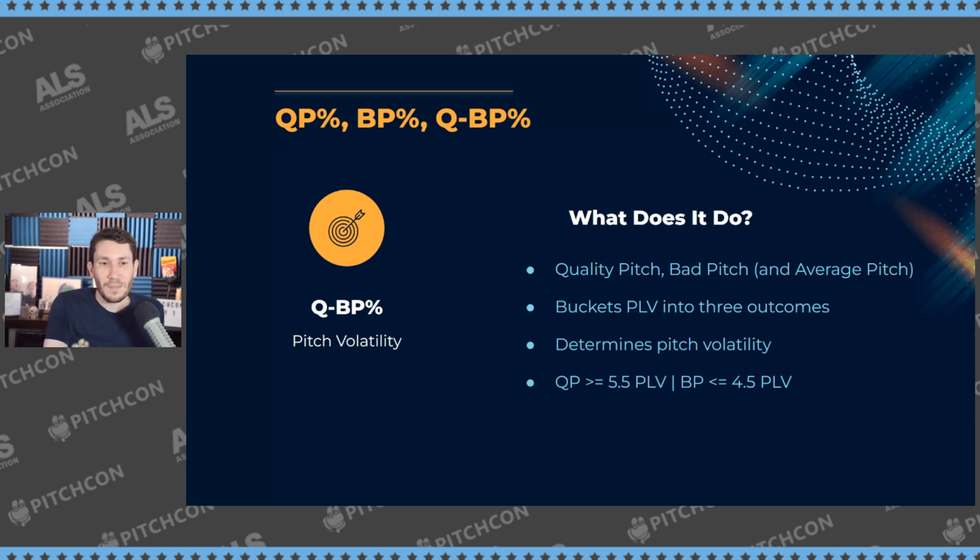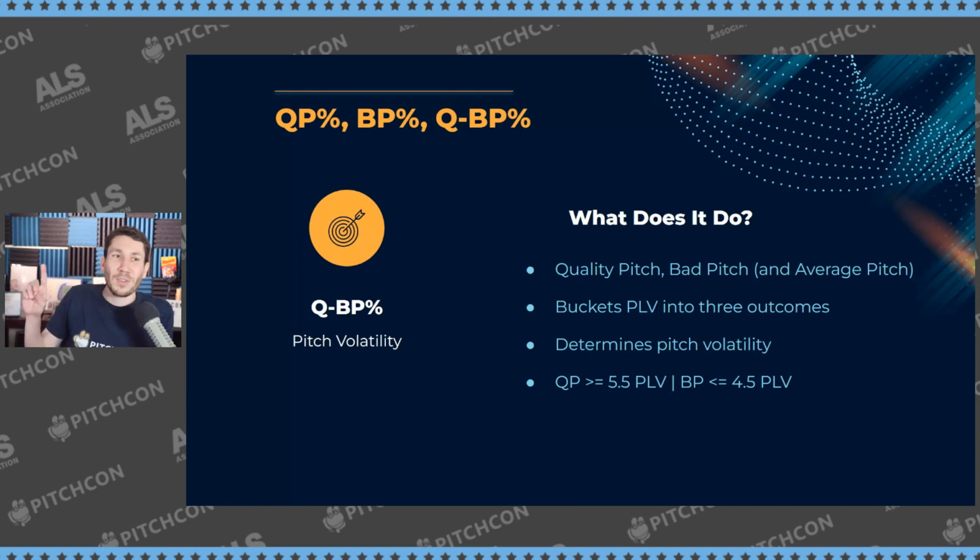So keep in mind 5.5 and 4.5. We really messed around with this. We were thinking, oh, it should be closer to 6 and 4 to really express those elite ones. And we might do another bucket on top of that, like elite pitches versus terrible or horrible pitches.